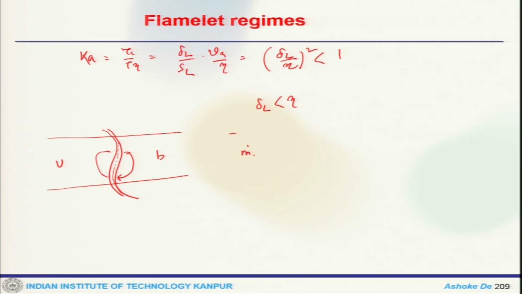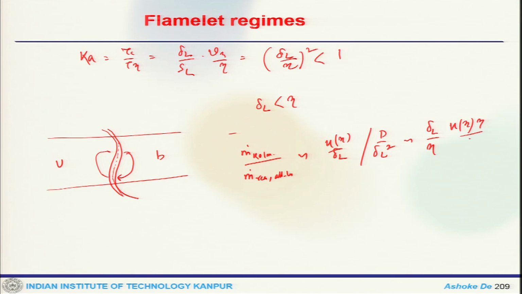So if you look at the Kolmogorov scale by m dot reaction layers, this is U eta by delta L by d by delta L square, which is delta L by eta, U eta by d, which is delta L by eta less than 1.